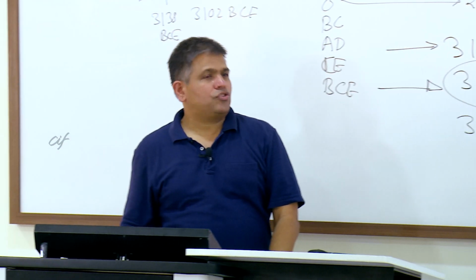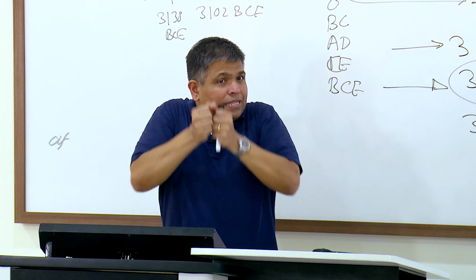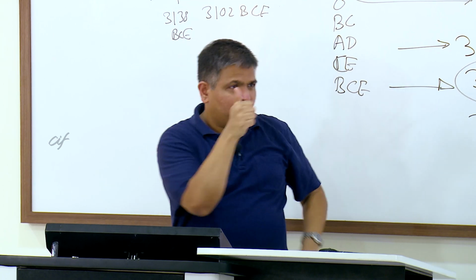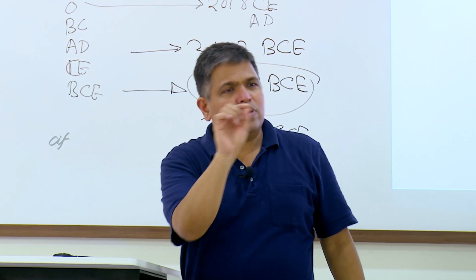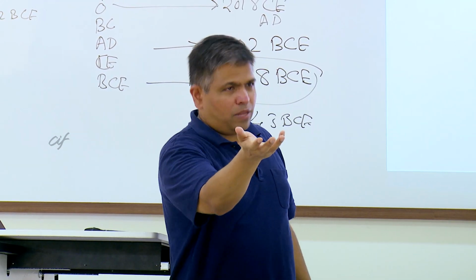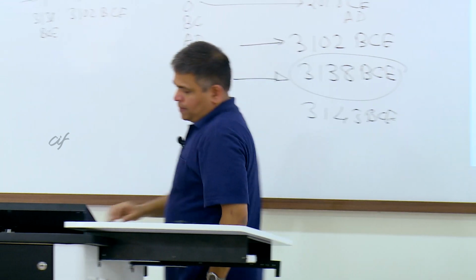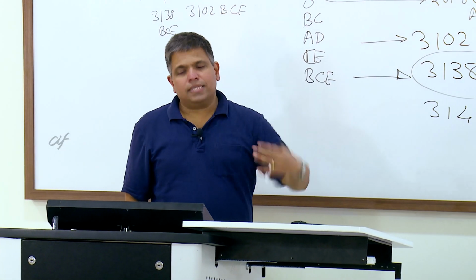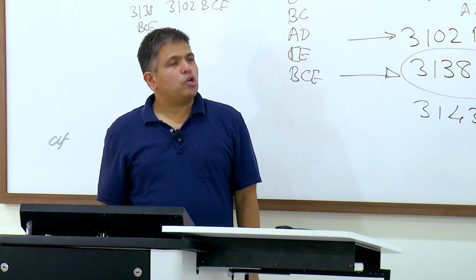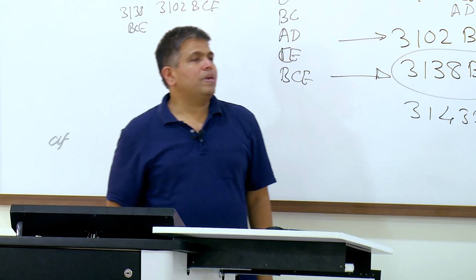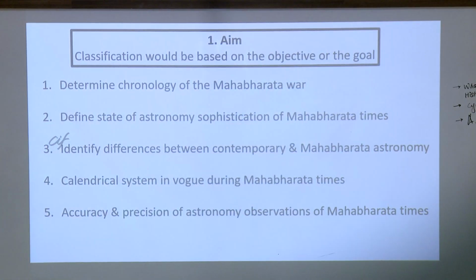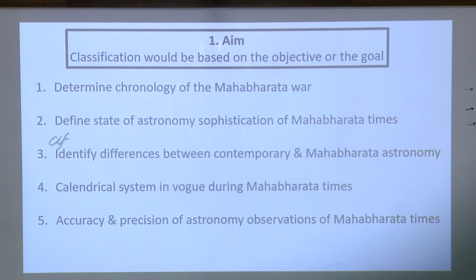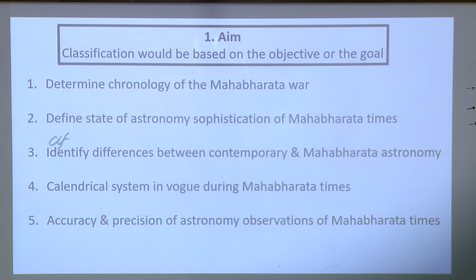All right, the classification of astronomy evidence. So we separated the astronomy evidence, step 1. We have a nishchay, prayojan. What is the prayojan? There are many prayojan with astronomy evidence, but one prayojan is, let's say, to find out when the Mahabharata War happened, just as an example. We could have many reasons why we are looking at the astronomy evidence. It could be to determine the chronology. It could be to define the state of astronomy sophistication of Mahabharata times. It could be to identify differences.